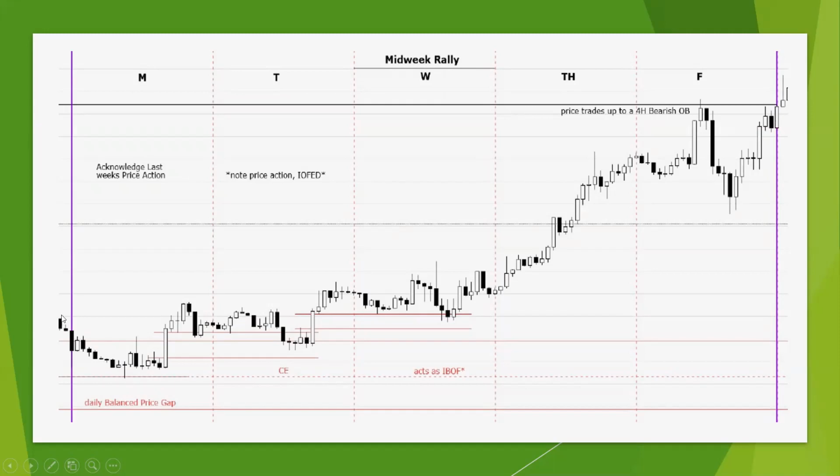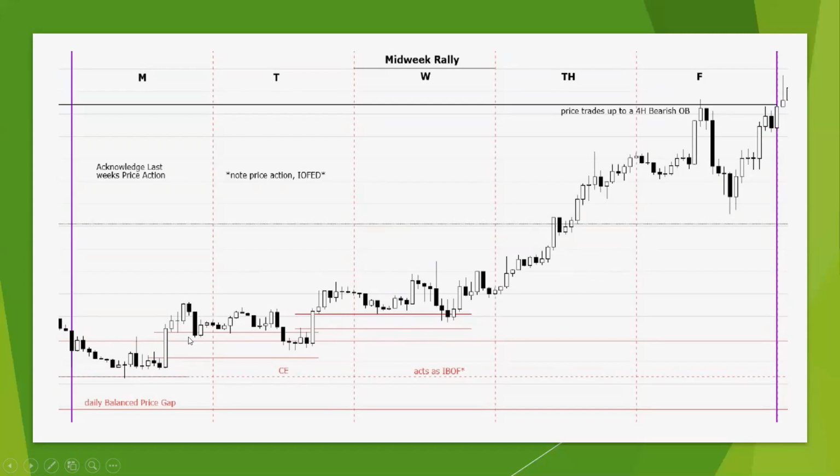So we know that we have a break in structure on the daily to the upside. We have a balanced price range below us. When price trades back down to our daily balanced price gap, that is going to be our short-term trade entry right here. And if we miss this, the good thing about this weekly profile is you still have an opportunity for two more short-term trades to get entered on. So at least two, and it could even possibly be more.